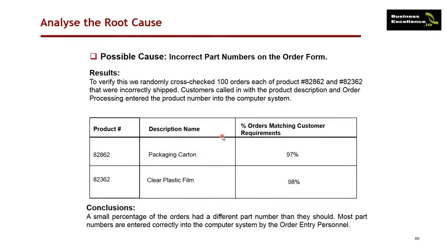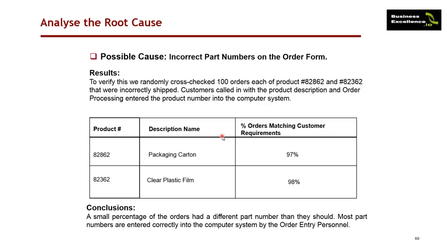Another possible cause could be that the incorrect part number is being typed in on the order form. So when the customer or the sales rep calls in the order over the phone, the person in the order entry department may actually be typing in the incorrect part number.